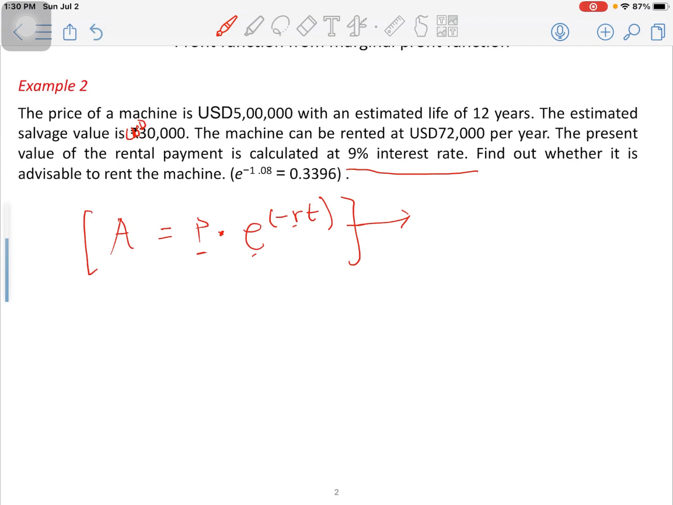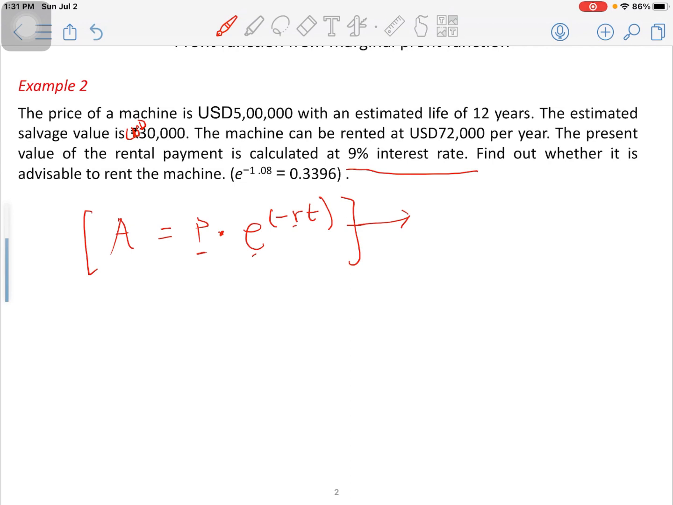The concept is more or less similar to that of the value of money. We know that the value of money decreases over time due to factors such as inflation, opportunity cost, and the time value of money. Here we are talking about a machine, and when you buy a machine, it cannot stay the same price as it is. With time, the price will be depreciating. Here we are going to find the present value and the future value as well. So let's go ahead and do it.